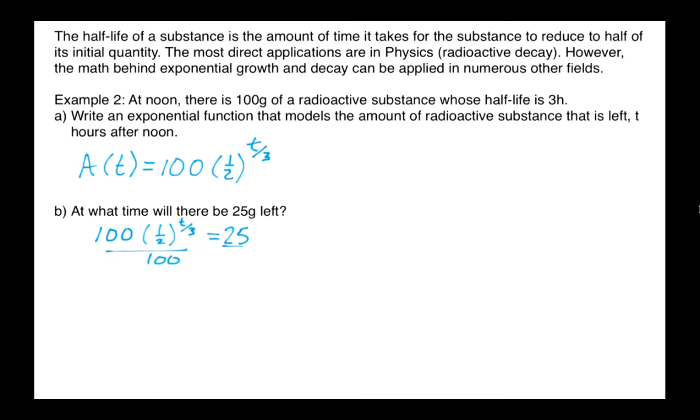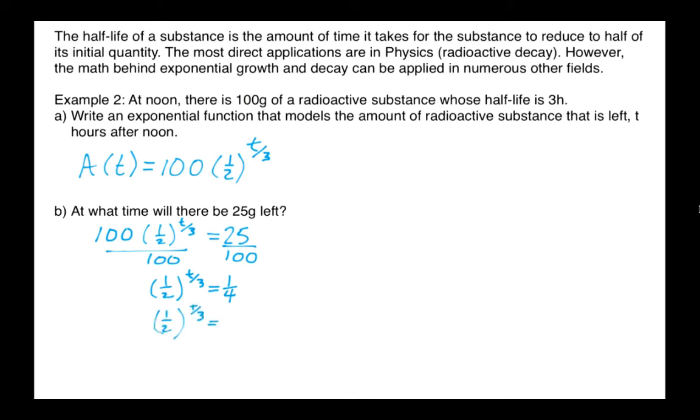So I'm going to divide both sides by 100 first and get a half to the t over 3 equals 1/4. Now at this point it's kind of looking pretty obvious where we're going from here. This t over 3 must be 2, right? But I'm going to follow through the steps as we did them before.